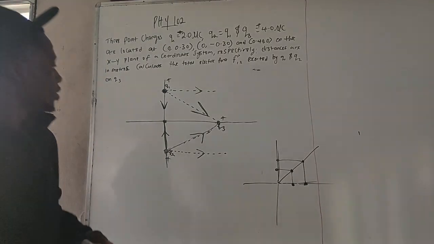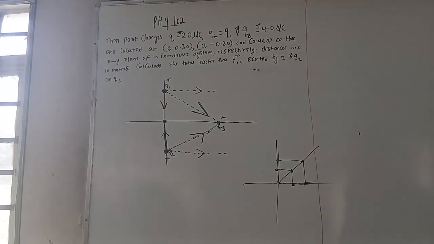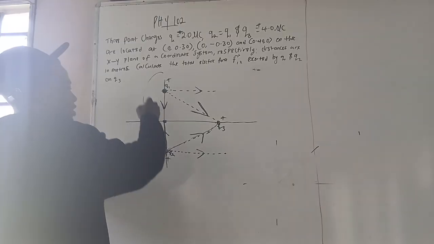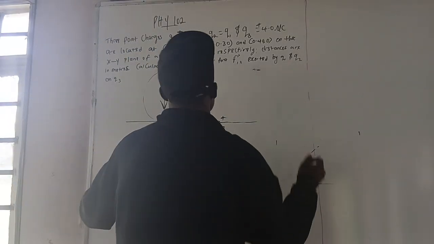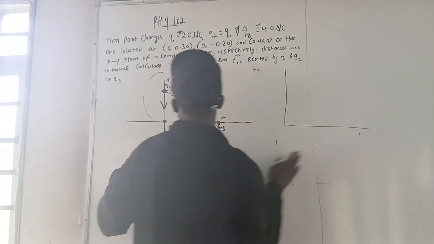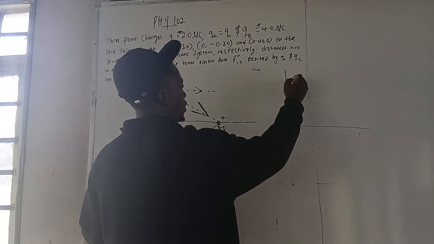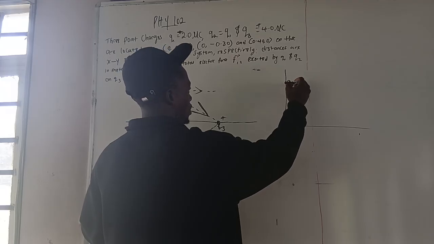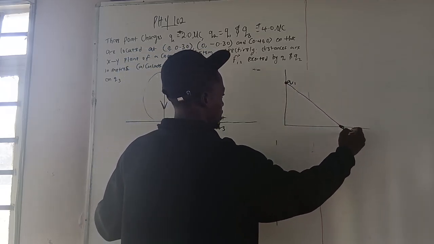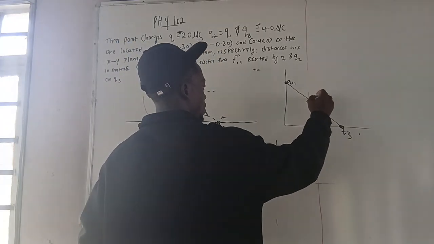So now we are going to split the diagram into two. Now, this first part, let's say this is it. These are Q1. Let's say these are Q3. This is the arrow.